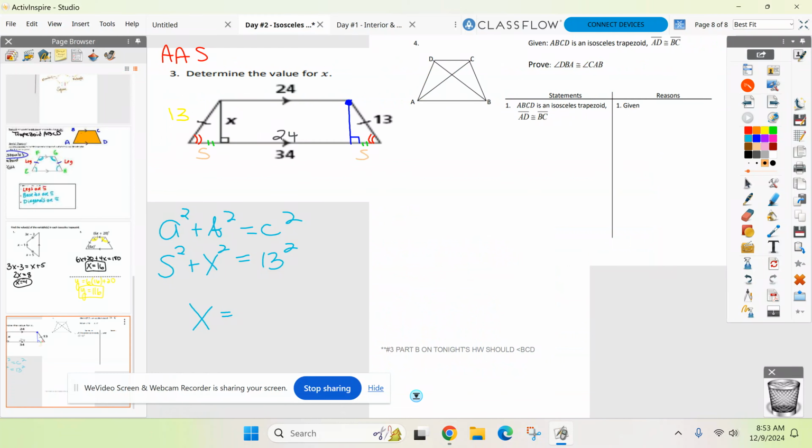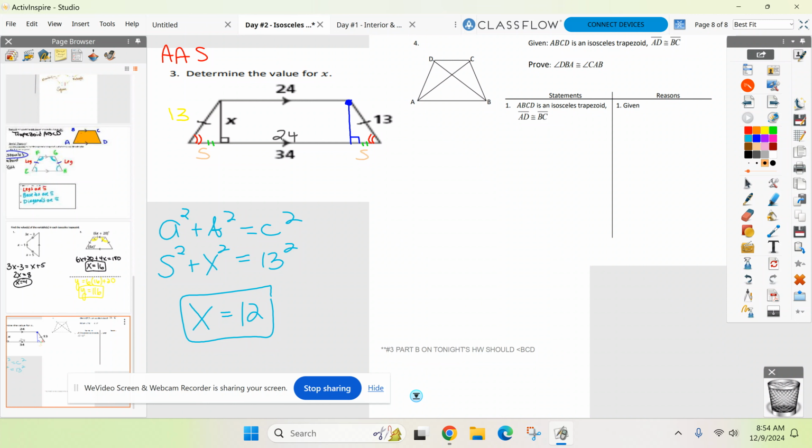Juliana, what do you got when you have it? What'd you get for 5 squared? 25? Yeah. And then 169 for 13 squared? Yeah. You move the 25 over how? Oh, wait. I put 162 in my calculator. All right. That's probably why. Go ahead. Regroup. 12. There we go. That looks better. 12. Any issues?